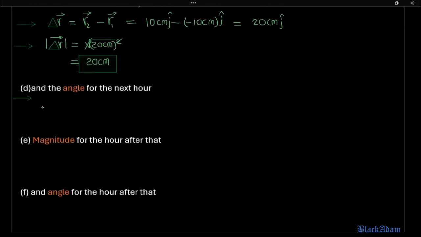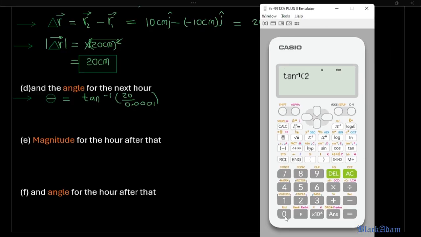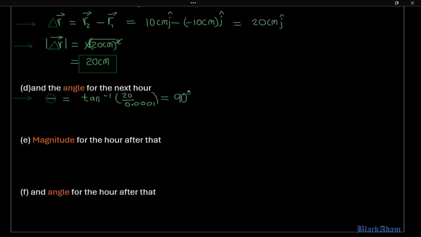And for D, the angle of the next hour, the angle theta is going to be inverse tan of the ratio, which is 20 over 0. So it's going to be invalid, so we're going to make it 0.00-something so that the calculator can do the calculation. So almost 20 divided by 0. So we have inverse tan of 20 divided by 0.001. Our answer is 89.99, so that's 90 degrees. And that's the magnitude for the hour.